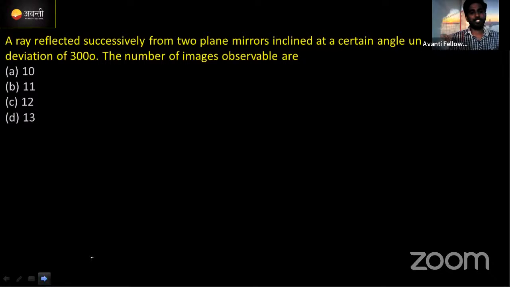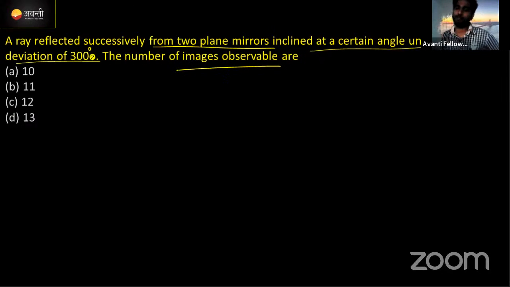Next question: a ray reflected successively from two plane mirrors inclined at a certain angle undergoes a deviation of 300 degree. This is 300 degree, not 3000. The number of images observed are? We know that when two plane mirrors are kept at an angle theta, we can find the number of images formed between the two plane mirrors.